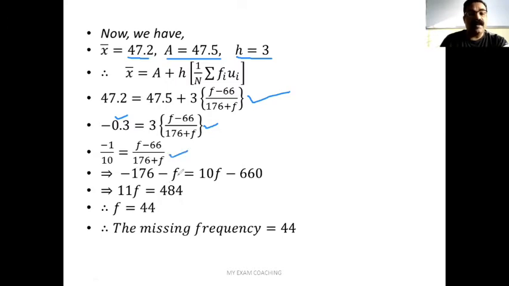When you cross multiply, we will get minus 176 minus f is equal to 10f minus 660. Solving this, we will get 11f is equal to 484. So f is equal to 44. So the missing frequency f is equal to 44. One of the very important questions, students. You can note it, and then we will go to the next question.